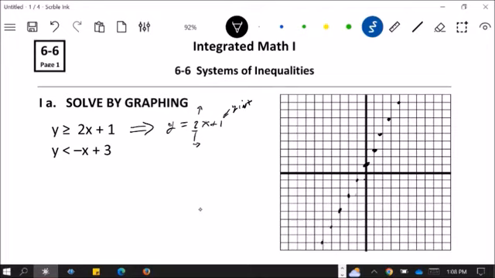With inequalities, we also have to decide if the line is a solid line or a dashed line. This little line underneath tells us it means it's equal to also, which means it's a solid line. The other one that does not have the equal sign underneath it, that one we would be doing a dashed line. But we won't do that one yet.